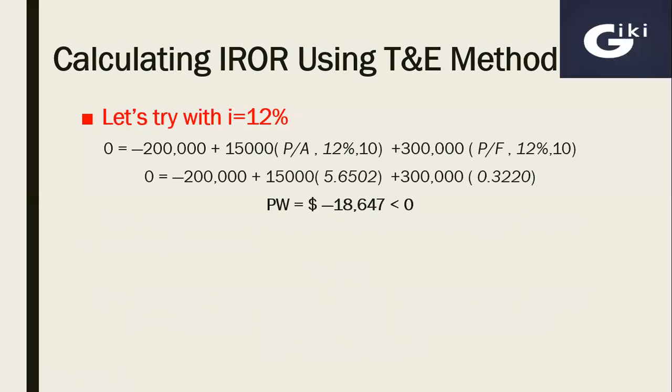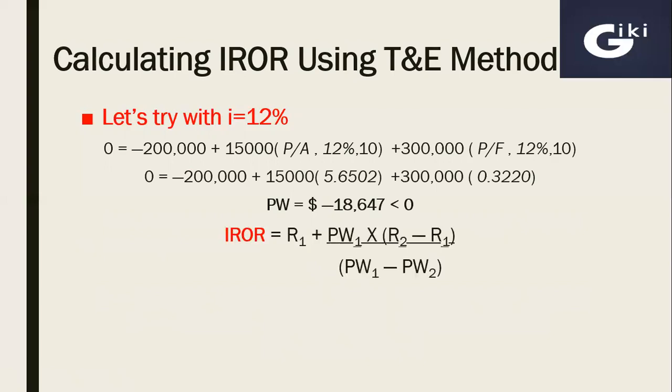Now we have two interest rates. For one we have a positive present worth and the other we have a negative present worth. So we can use this formula to calculate internal rate of return or rate of return. So this is R1 plus present worth 1 multiplied by second rate of interest minus first rate of interest divided by first present worth minus second present worth.